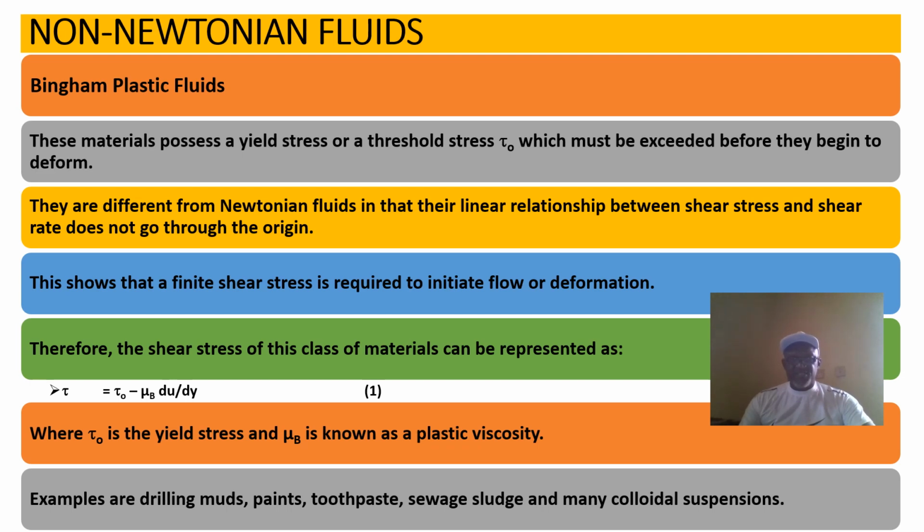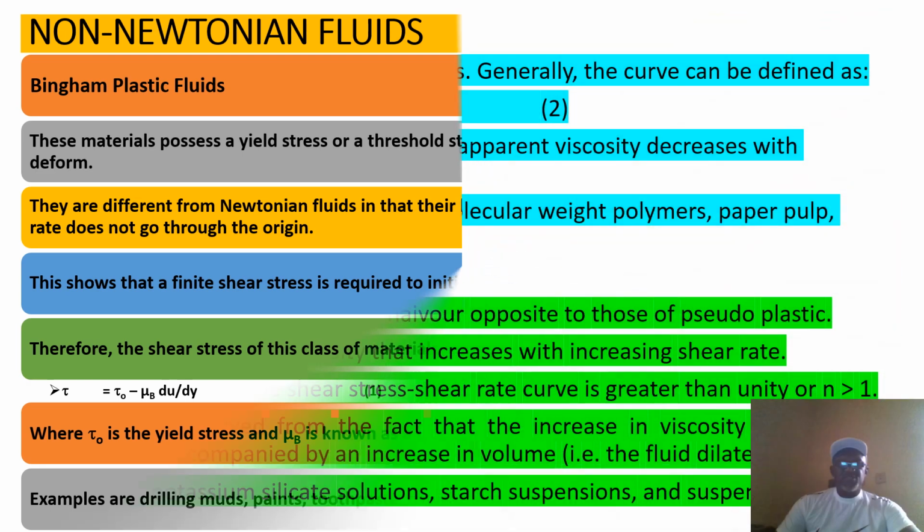Therefore, the shear stress of this class of materials can be represented by this. Look at it, the threshold minus our Newton's law of viscosity, where tau zero is the yield stress and mu b is known as plastic viscosity. Examples of this kind of fluids are drilling mud, paint, toothpaste, sewage sludge, and many colloidal suspensions.